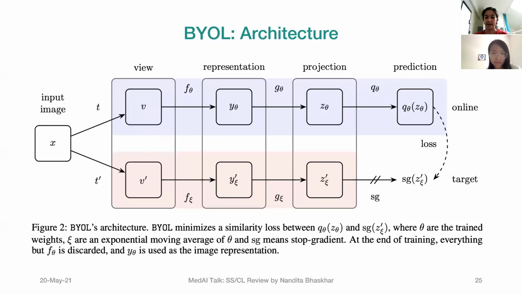And because the job of this network is just to attract these two, you can get away with just a simple L2 loss, so you don't need the contrastive learning loss anymore.